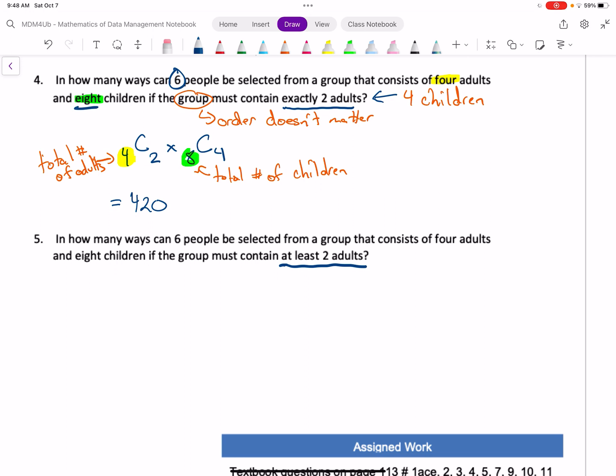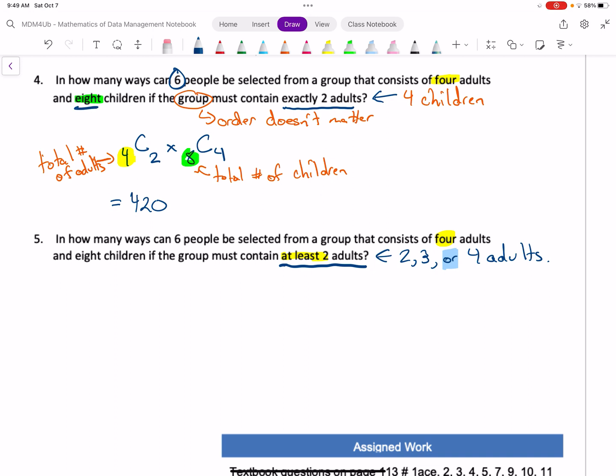So at least, and again, the language is really important. If it's at least 2, and we have a maximum group of 6, we are limited in this case because there are 4 adults to take. So if it's at least 2 adults, I can go 2, 3, or 4 adults. I max out because there's only 4 to choose from. Notice I wrote or: 2 or 3 or 4 adults, because I can't have 2 at the same time as 3. So I know I'm going to have to add things together.